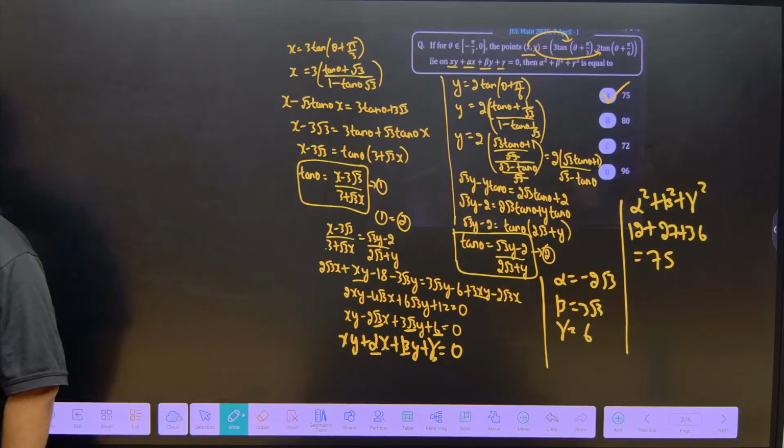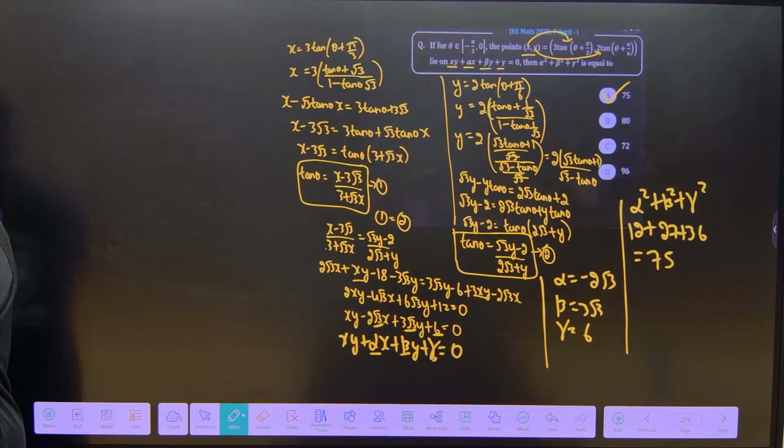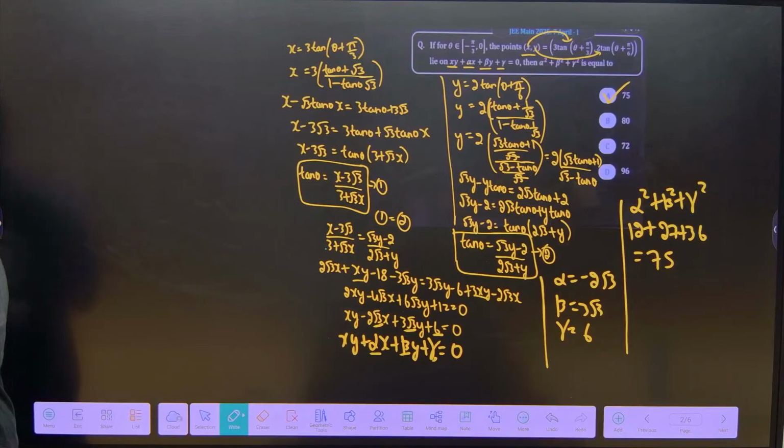Rhythm Singla, did you understand this question? Got it? Any online students, if you have doubt, please do put it in the comment section. Rhythm Singla, got it? This question? Please take a screenshot of the solution before you go to the next one.